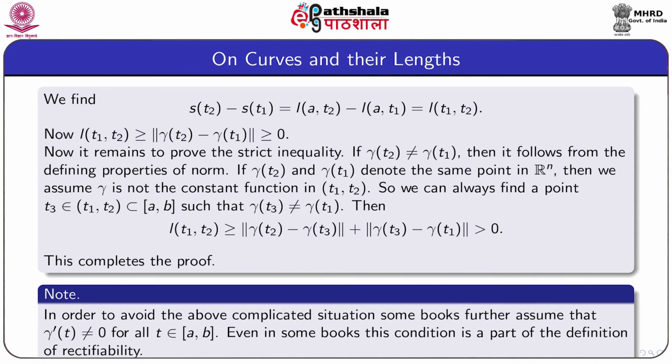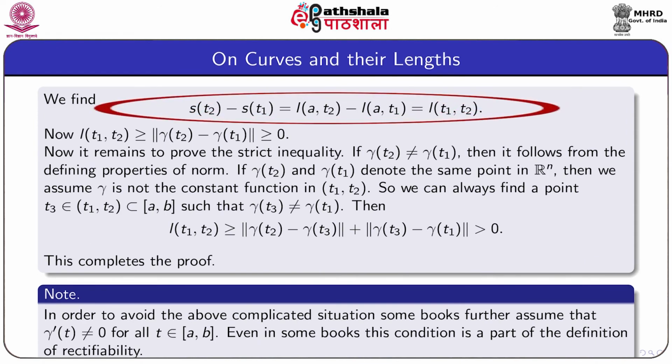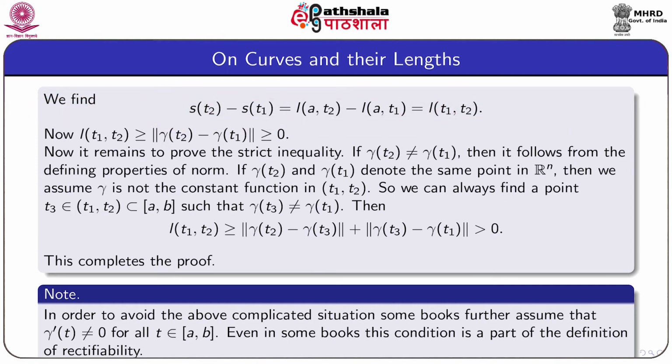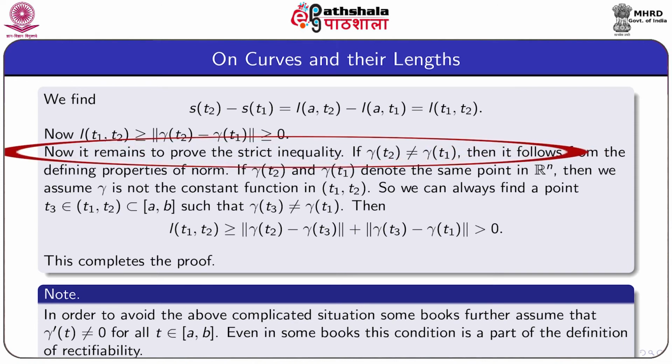We find s(t2) minus s(t1) equals L_at2 minus L_at1, which equals L_t1t2 by the previous result. Now, L_t1t2 is greater than or equal to the norm of gamma(t2) minus gamma(t1). This is the length of the chord and it must be greater than or equal to 0. So, now it remains to prove the strict inequality.